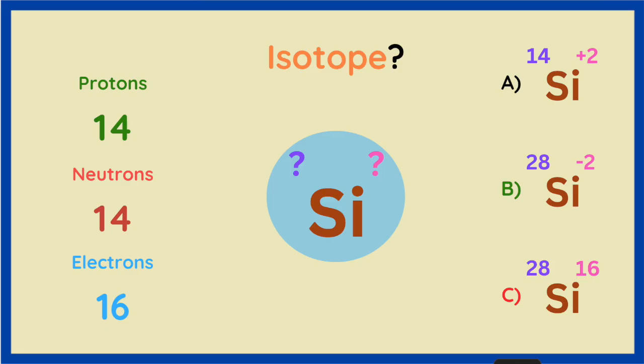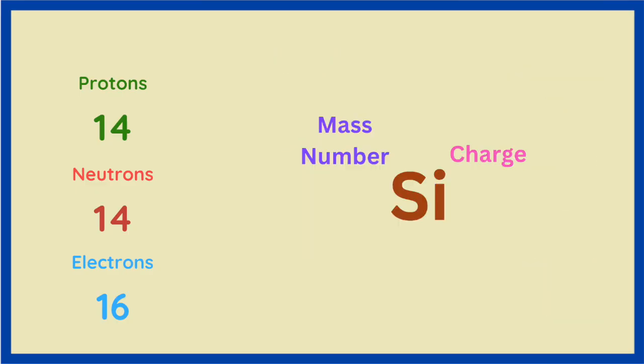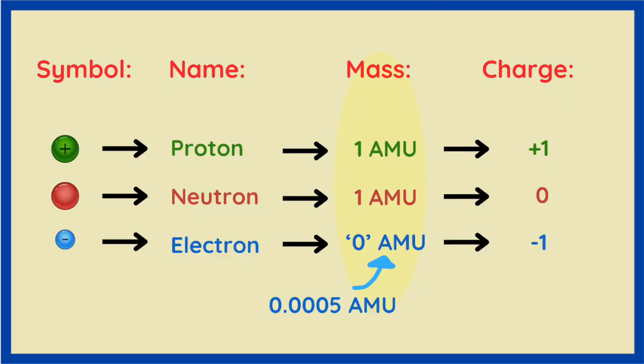We have the chemical symbol as the base and some sort of number on both the top left and top right. So it turns out that the top left is mass number and the top right is charge. Why don't we start with mass number? Among the subatomic particles, both protons and neutrons have 1 atomic mass unit, and an electron's mass is so darn tiny that we treat it as 0.